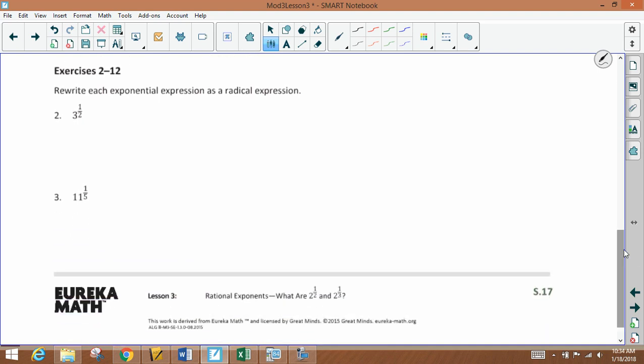Okay. This one, let's rewrite it. So, remember, this denominator goes on the outside. That's going to go on the inside, the 3, and it's to the first power, so we don't really need to write the power here, right? How about this one? Remember, the denominator goes on the outside, and then our base goes on the inside.